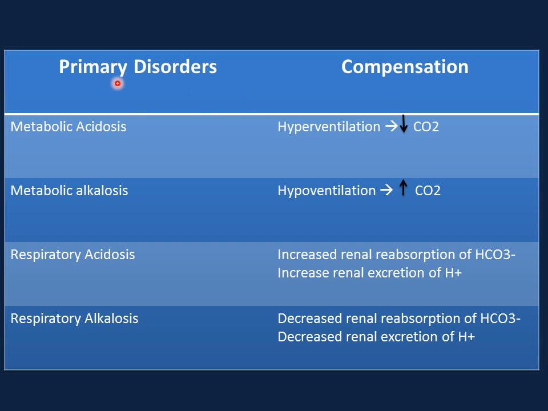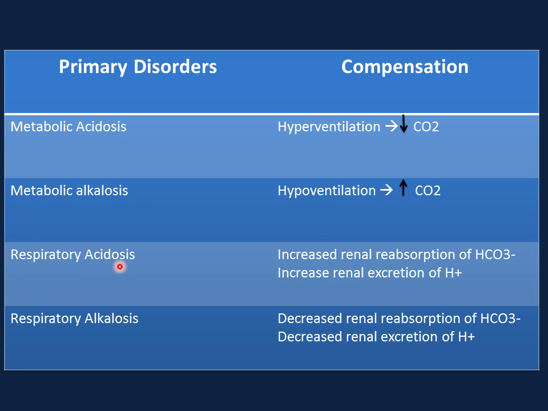This is a simple table to explain the primary disorder and the compensation. In cases of metabolic acidosis, the body will compensate by hyperventilation, and this will decrease the CO2 and cause respiratory alkalosis, and this will be the compensation for metabolic acidosis. In metabolic alkalosis, the body will hypoventilate and the respiratory rate will decrease, and this will retain more CO2 in the lung and cause respiratory acidosis. So respiratory acidosis is the compensation for metabolic alkalosis.